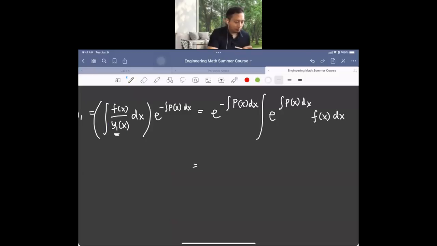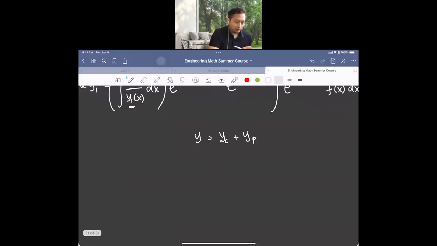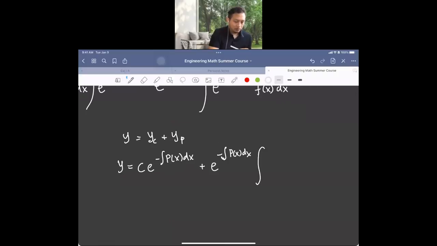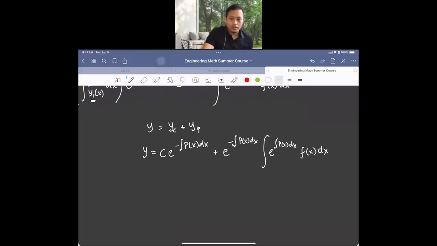Now y is yc plus yp as defined from the previous. So y is c e to the negative integral of p(x) dx, this is the homogeneous part, and then plus e... At least we have this relation.